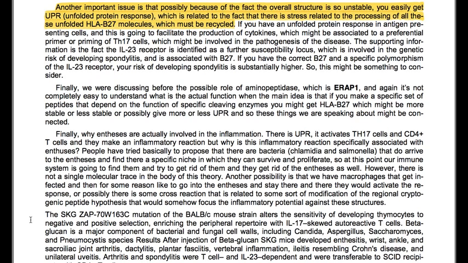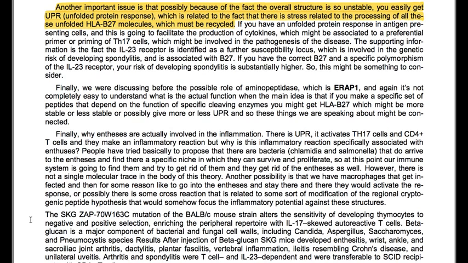Finally, we were discussing before the possible role of the aminopeptidase ERAP1. Again, it's not completely easy to understand its actual function, but the main idea is that if you make a specific set of peptides that depend on the function of specific enzymes, you might get HLA-B27 that is more stable or less stable, or possibly gives more or less UPR. So these things we are speaking about might be connected. Finally, why are entheses actually involved in the inflammation? There is an unfolded protein response, it activates Th17 cells and CD4 positive T cells, and they make an inflammatory reaction.